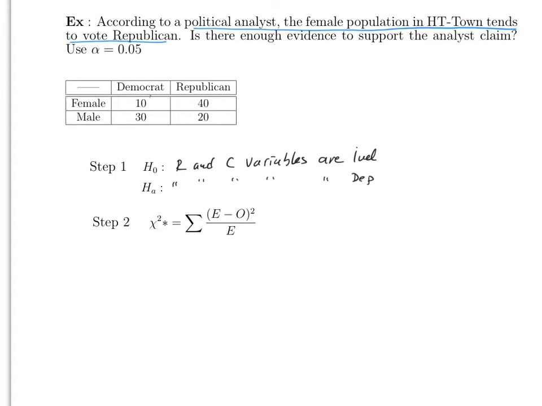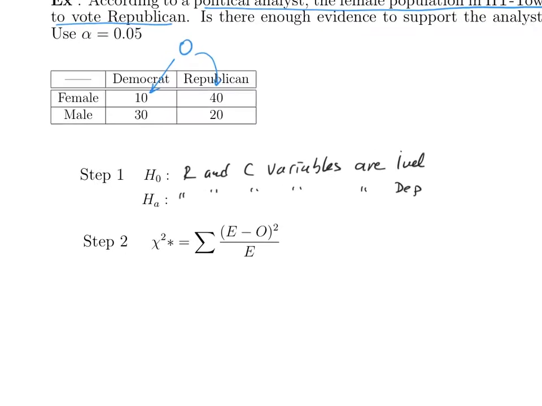Now here you have 4 expected values. So this is O, so is this, and so is this, and so is this. So you have 4 values. The ones you don't have are the expected values. So the first thing you need to do, just like in chapter 4, is add the rows and the columns.